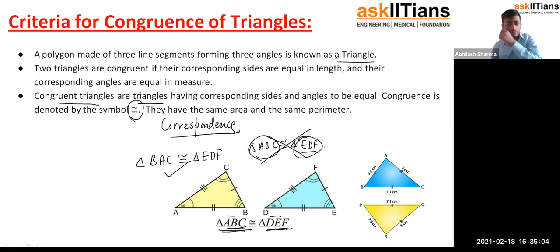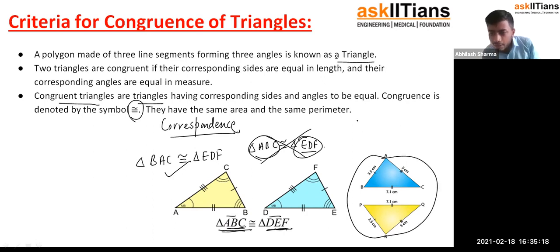So correspondence is very important. It's not that if two triangles are congruent, we can name them in any way. No, we need to make sure the correspondence is maintained. What it means, we'll see in the next few slides in more detail. Here, how will you write, for example? Clearly, triangle ABC should be congruent to what triangle? How should I name it? I think it should be RPQ.